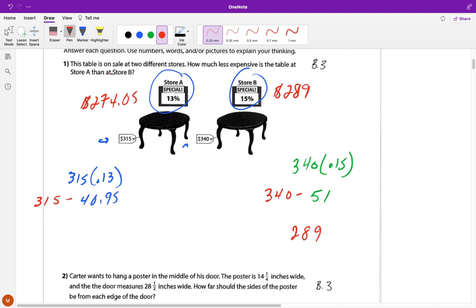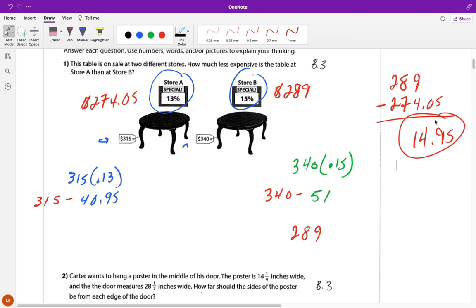So the question says, how much less expensive is the table at store A than store B? Maybe the question on the test might say which one's cheaper and by how much. But if we want to know how much less expensive it is, we can then take that 289 and we can subtract the $274.05 from it. So 274.05. And when we subtract this, we get 14.95. So that means that the chair at store A is $14.95 cheaper.